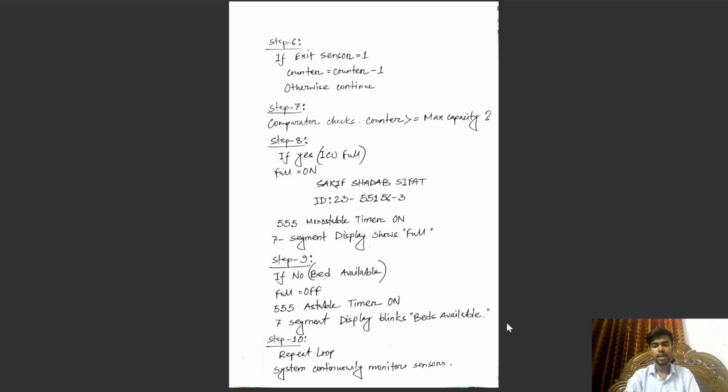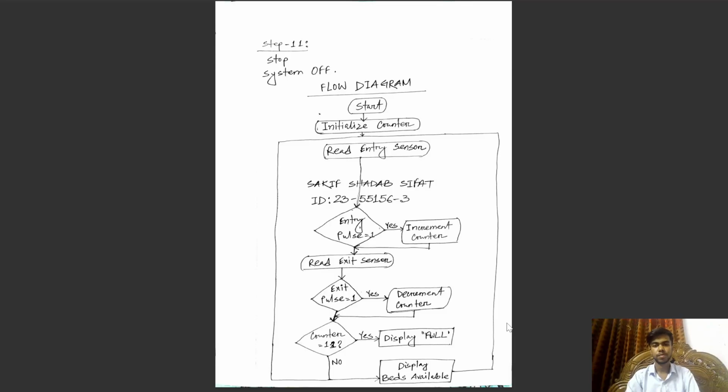If yes, then the ICU is full, and full means on, so the 555 monostable timer is on and the 7-segment display shows full. In step 9, if no bed is available then full will be equal to off, the 555 astable timer will be on, and the 7-segment display shows beds available. Step 10 repeats the loop, and the system continuously monitors the sensors. On the last step it says stop, and then the system turns off. So this is how the system works.